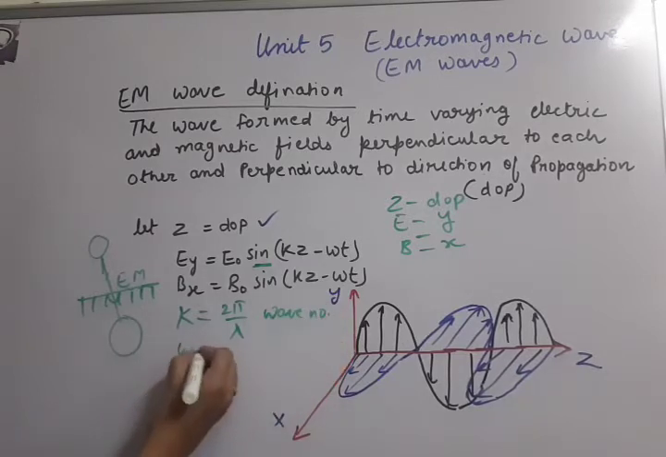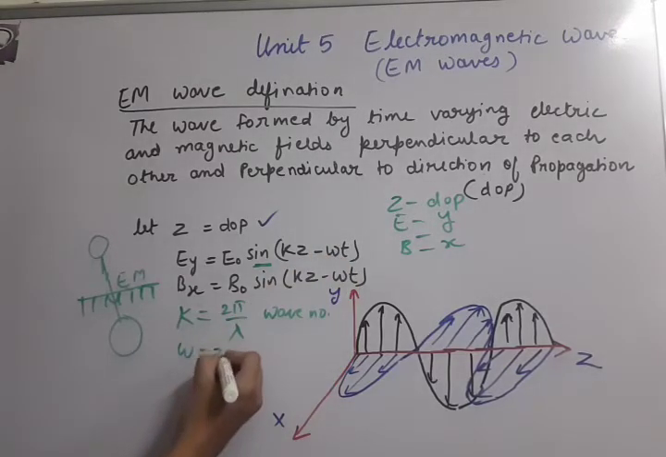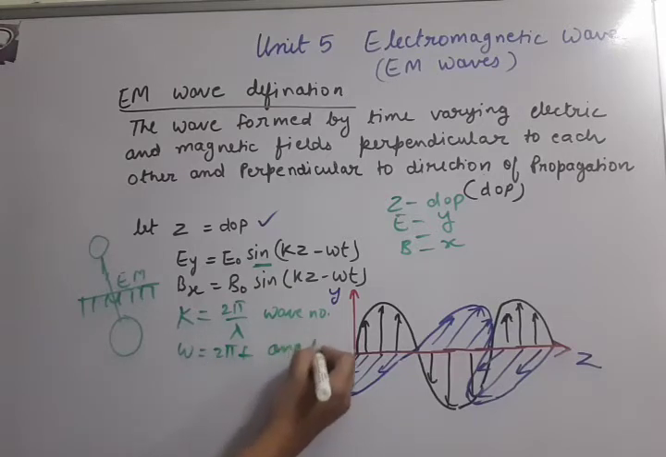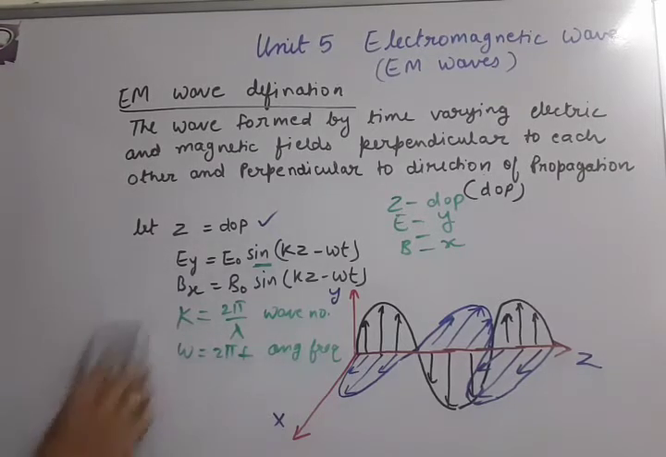Okay, and omega you already know, 2 pi f. 2 pi f means angular frequency. Okay, this way it is. Now suppose, let us do a practice.